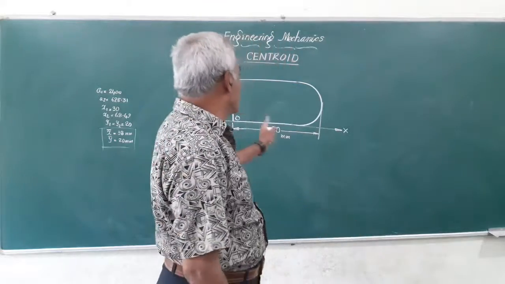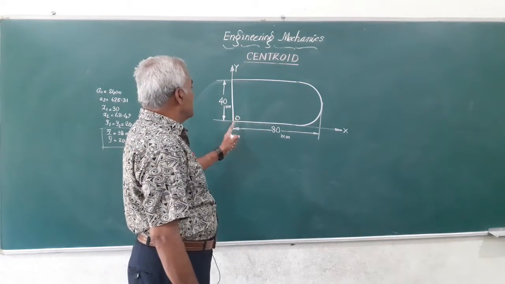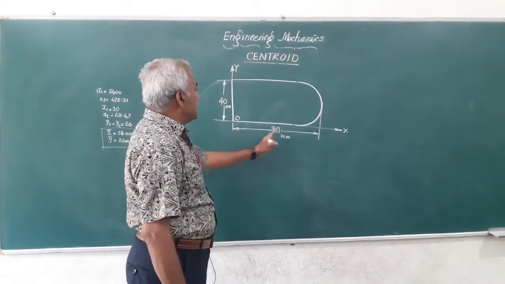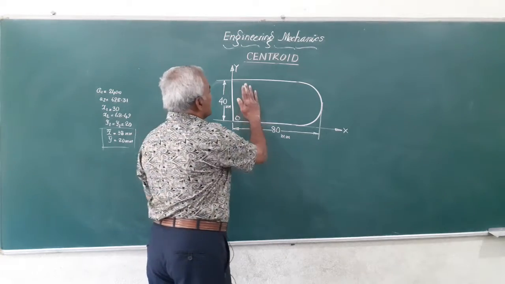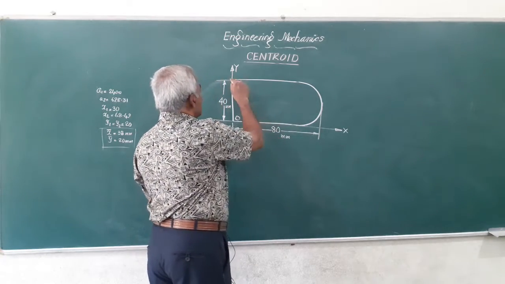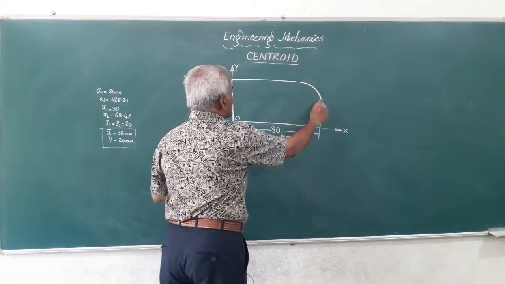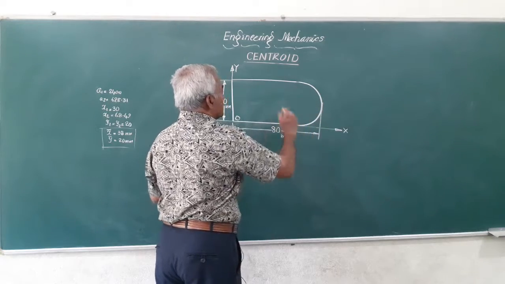In today's video we will learn how to locate the centroid of a composite figure. I have given a figure here with dimensions 40 by 80. One side is straight, and the other side is curved, a semicircle.